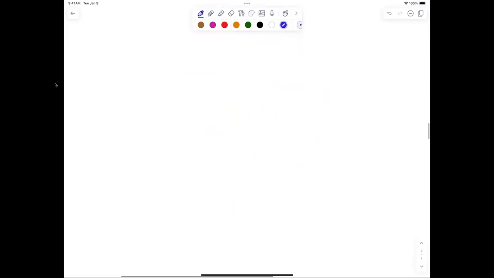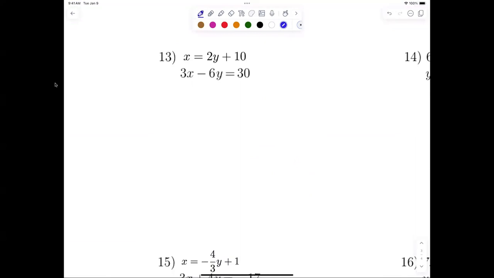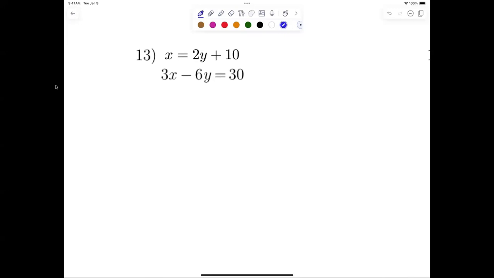All right, let's check out 13. Now this time they're telling you what x equals. Let me pause it for a second. Substituting in x equals what? So this x becomes 2y plus 10.